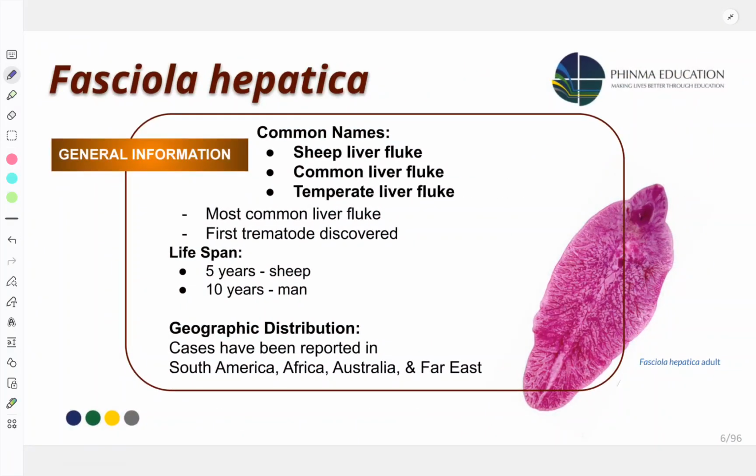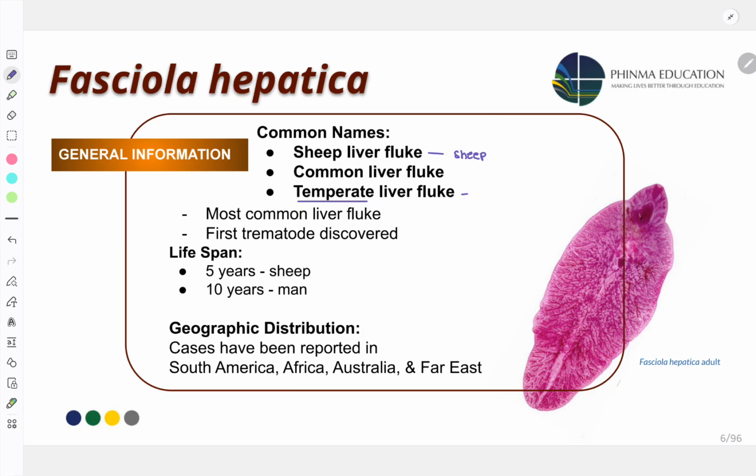So first here we have our Fasciola hepatica. Its common names are sheep liver fluke, common liver fluke, and temperate liver fluke. Why is it called the sheep liver fluke? It's because its primary host is the sheep and not man. But it can still cause infection in humans once ingested.